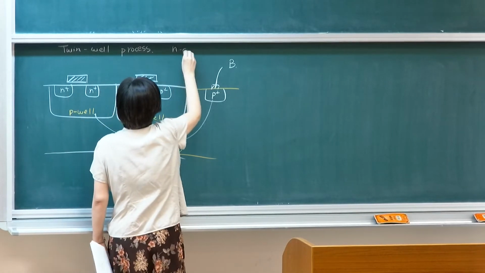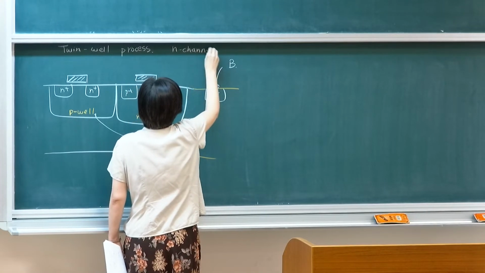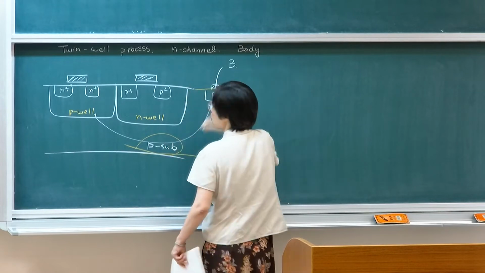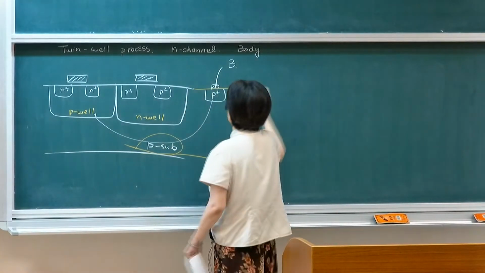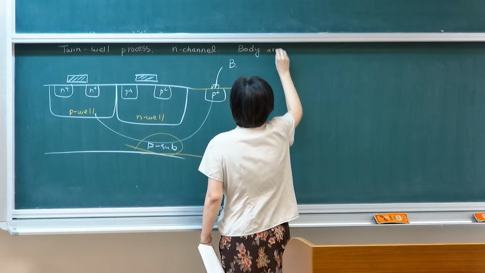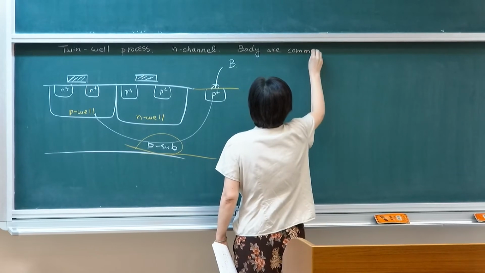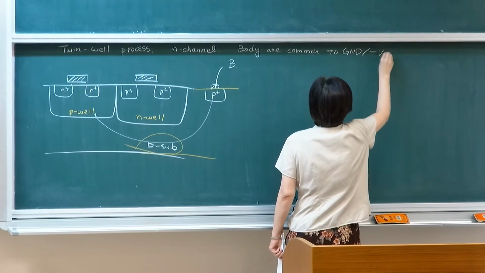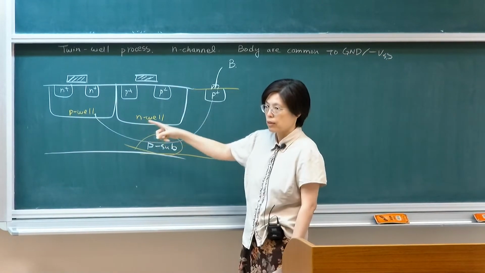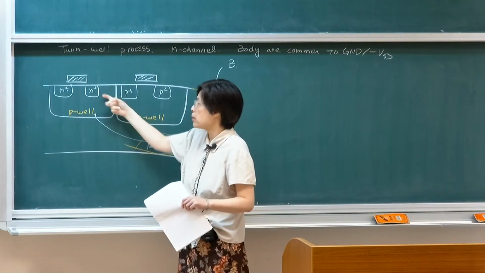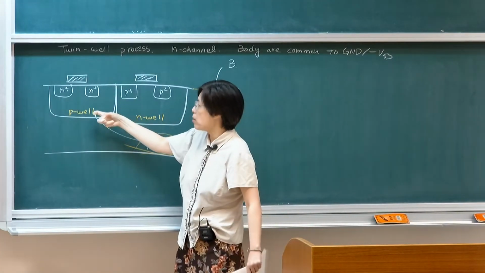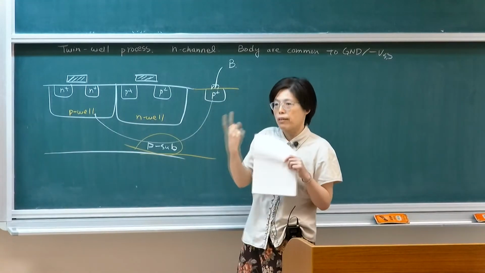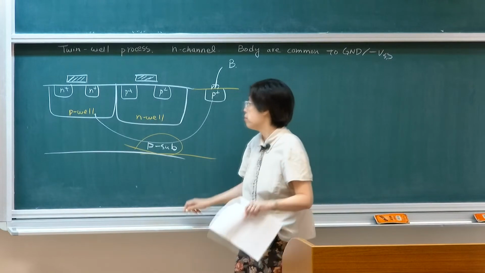For the N-channel device, there's only one solution. All the bodies, of multiple transistors, like billions of transistors, are common to ground, or maybe some negative voltage, because you only have one choice. Everybody's body is grounded. Even though I have this well, it is at the same potential as the substrate, therefore they have to share the same node. Everybody shares.